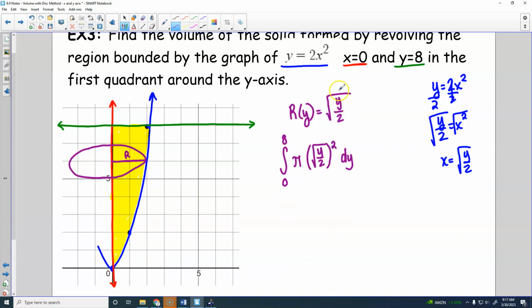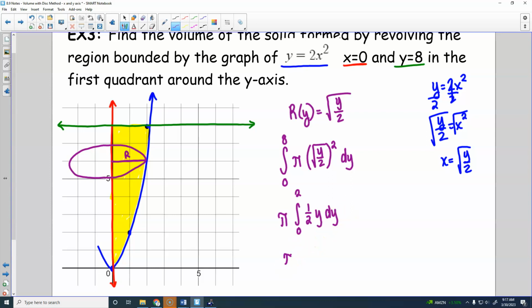So square roots are actually kind of a good thing on these because they usually cancel out with the square there. So that pi, I'm going to pull out front. I'm going to write this just as 1/2 y because when we take the square root of the square, the square root is going to cancel out. We'll just have y over 2, which is 1/2 y.